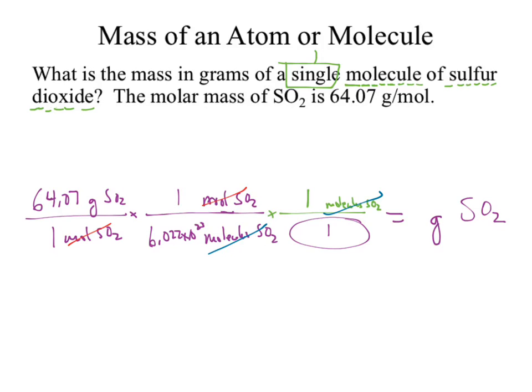Wait, what's the point of doing that? Just to cancel out the unit? No, not just to cancel out the unit. To answer the question. What does the question ask for? Grams, a single molecule. Why does it need to show up? Because that's what I'm asked to do. Solve for a single molecule. That molecule of SO2 has to cancel out. I need the numerical value to go with it.